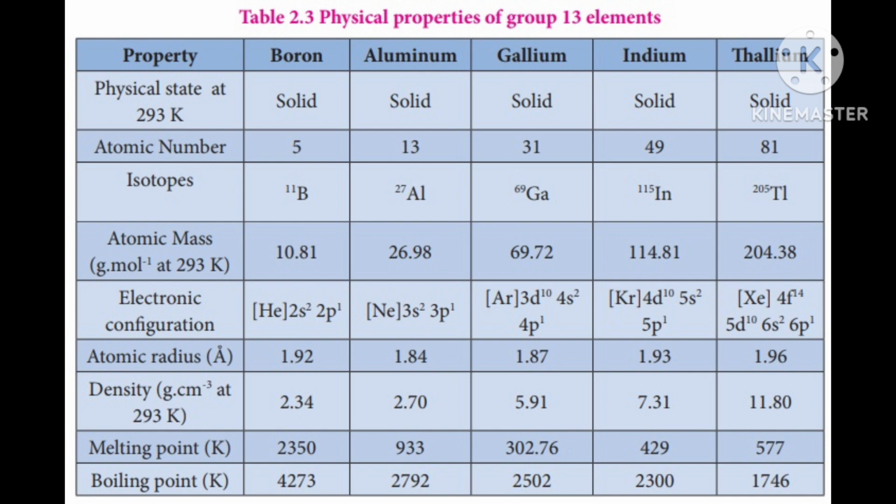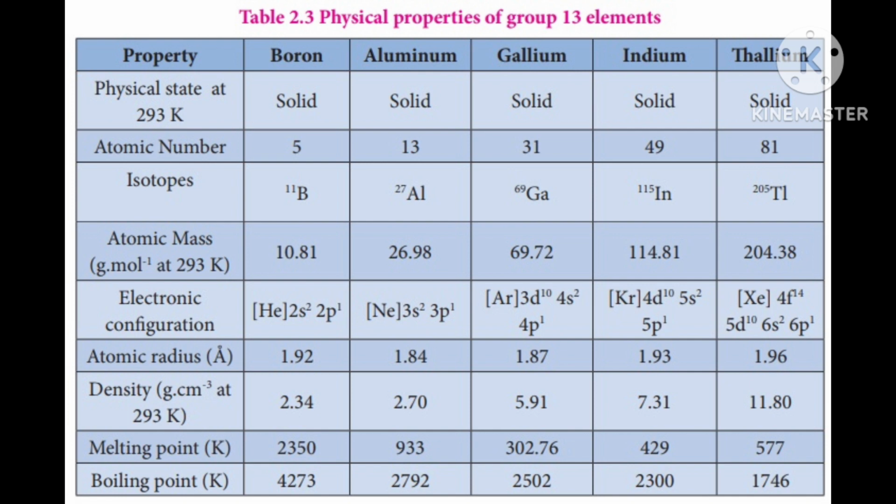Thus thallium 1+ is more stable in solution than thallium 3+. Aluminium, being able to form 3+ ions easily, is more electropositive than thallium. Okay, this question is asked. I explained.